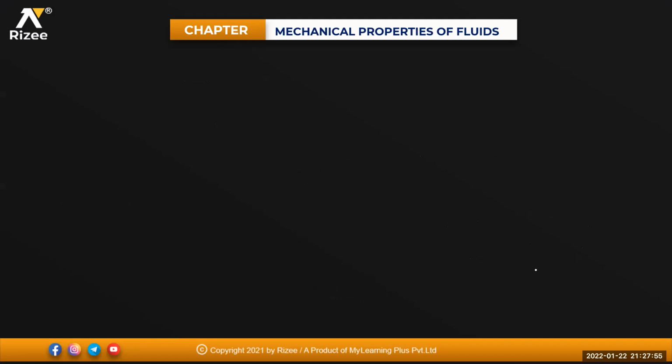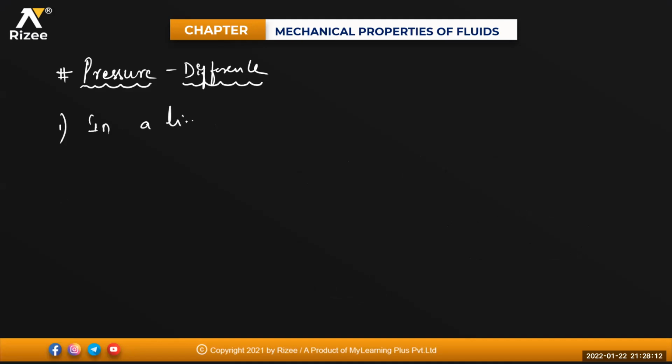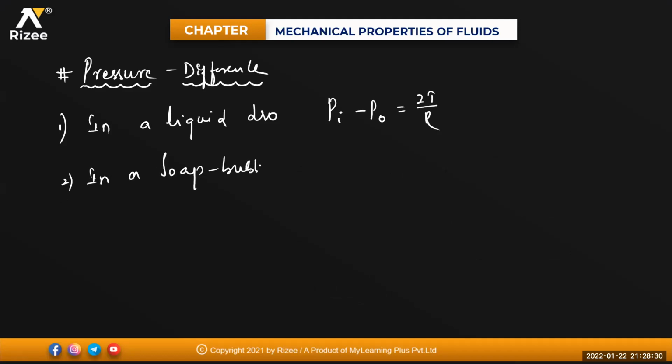Clear? So next heading, pressure difference. First, in a liquid drop, I hope you remember this formula. For a liquid drop, the excess pressure P inside minus P outside is equal to 2T divided by capital R. In the same way, in a soap bubble, the excess pressure P inside minus P outside is equal to 4T divided by capital R.